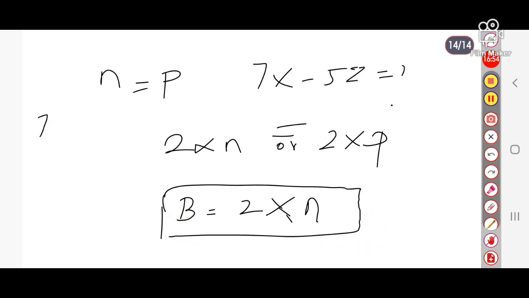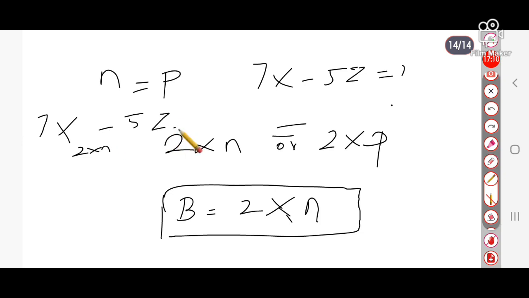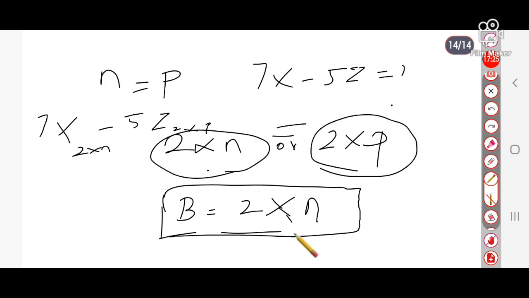Because 7X of 2 cross n minus 5Z of 2 cross p, so 2 cross n or 2 cross p, B equals 2 cross n. We can just check it in the options. They have given p cross 2. We got 2 cross p is equal to 2 cross n. So I derived the answer to be 2 cross n.